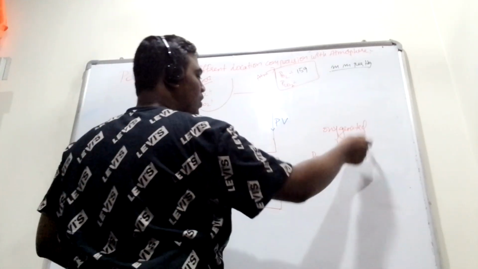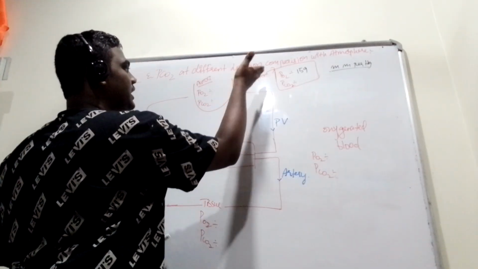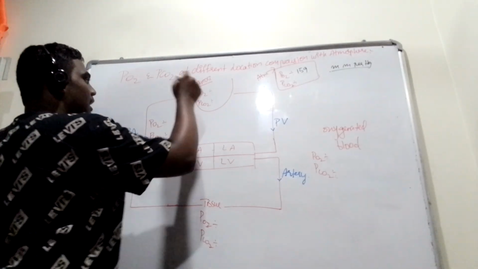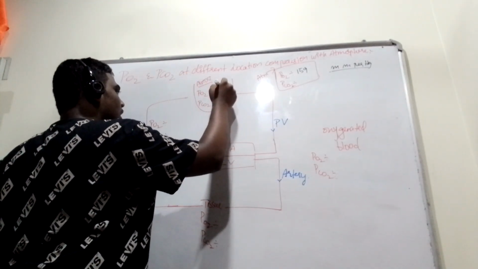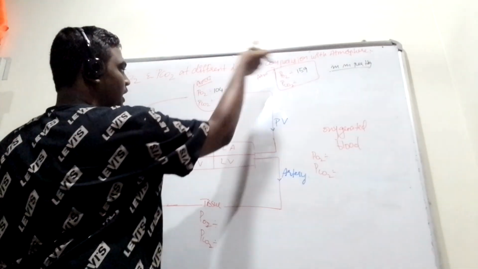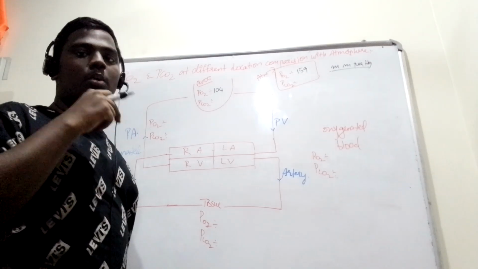After the atmosphere we do the alveoli. The partial pressure of oxygen in the alveoli is 104 mm Hg. Here it is 159, and in the alveoli it is 104.